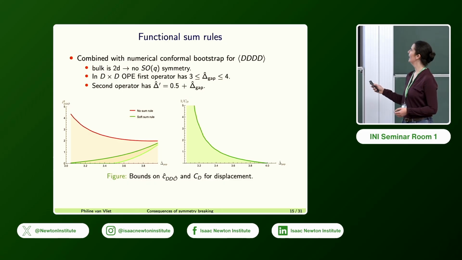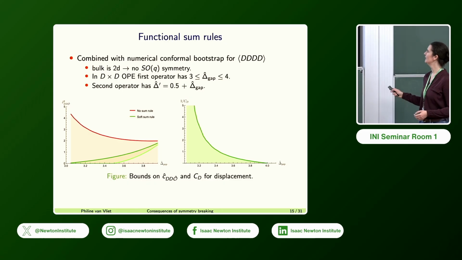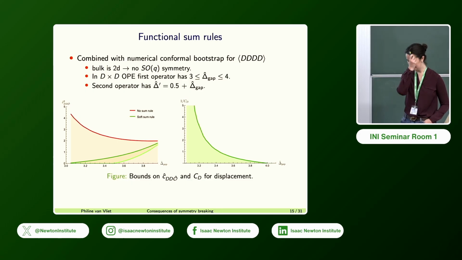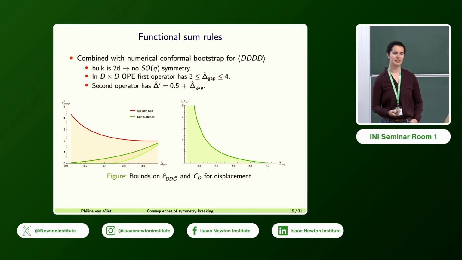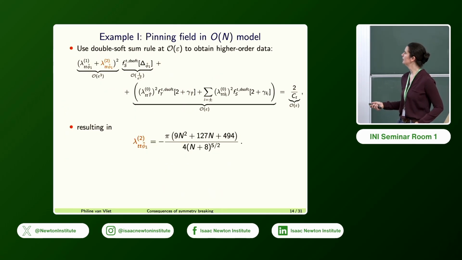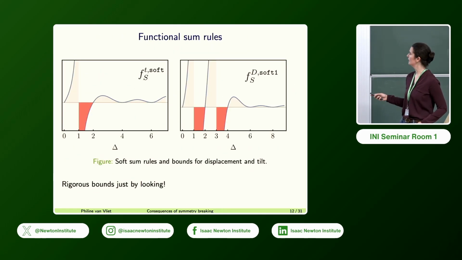Well, we did it, and we looked at the four-point function of the displacement. So in this particular example, the bulk is two-dimensional, meaning that the displacement does not have any indices. There's no rotation around the defect. In the displacement OPE, the first operator has dimension between 3 and 4. So if we go back to this picture, we assume that there's no operator here, but that the first one is appearing here.